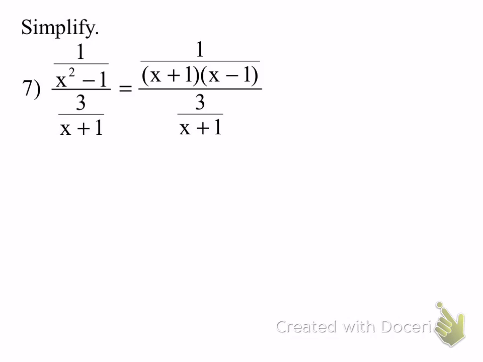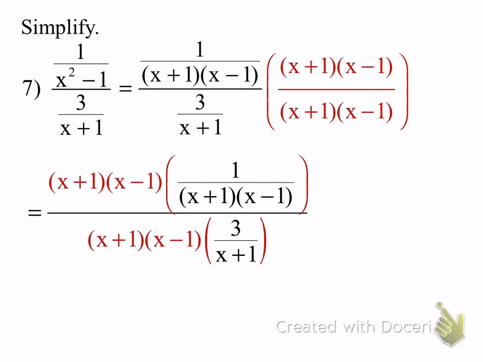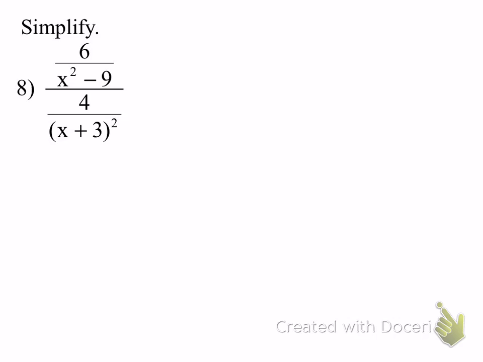X plus 1, x minus 1. So I'm multiplying everything by x plus 1, x minus 1. Cross cancel, cross cancel. Cross cancel, cross cancel. And there's our ending. This is the big one.